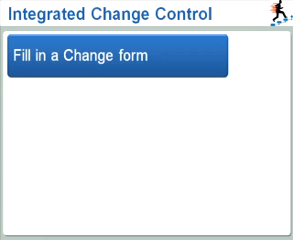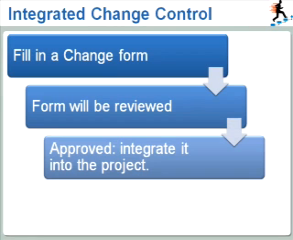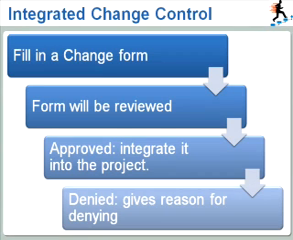At its core, a change control system is very simple. If you want to make a change, fill in a form. This form will be reviewed and then either approved or denied. If it is approved, we will integrate it into the project. If it is denied, we will give you a reason for denying it. And that's it in a very basic form. When it comes to change requests, they can be verbal, but should better be in writing.